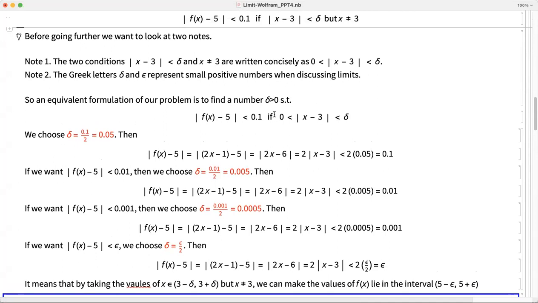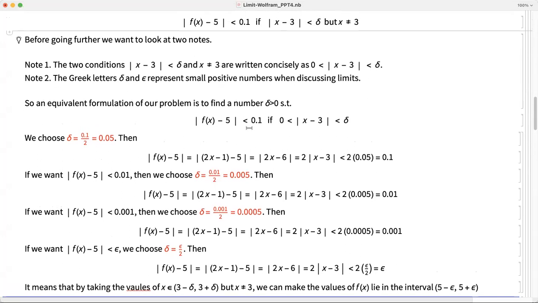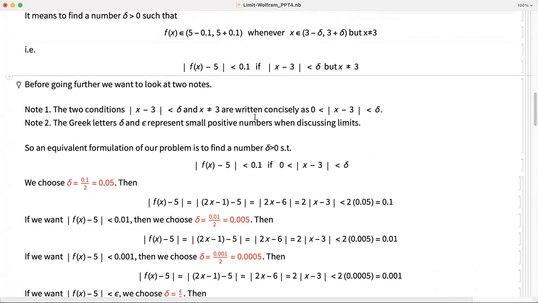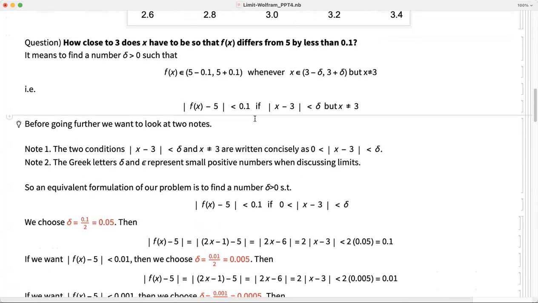So in this video, I'm going to continue. I'm going to pick up where I left off in the last video. That means I'm going to continue to go over the precise definition of the limit in 2.7. So last time we expressed the limit in terms of the epsilon and delta like this.